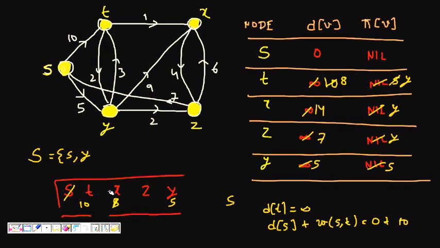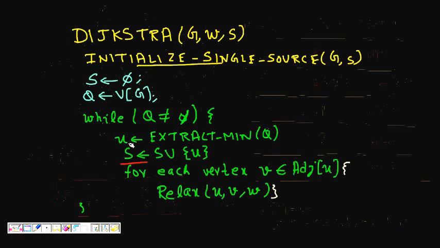Okay, so from node y all the other nodes are relaxed. So let's see now. y has come out, we have t, now it is 8, x is 14 and z is 7. So which is the minimum? Now z is the minimum, so we extract z and have it in s. So from z I can go to s, I can go to x. These are the two nodes.